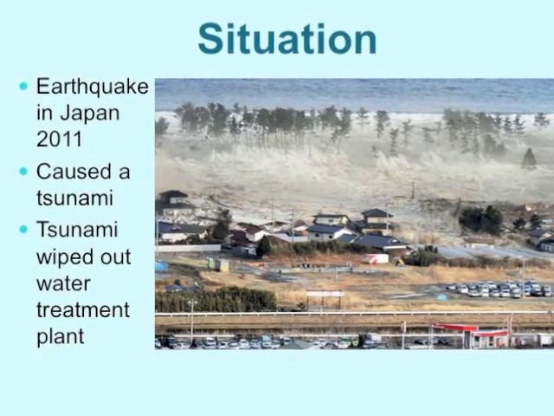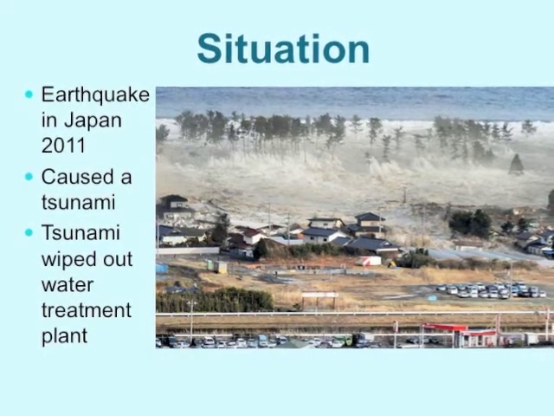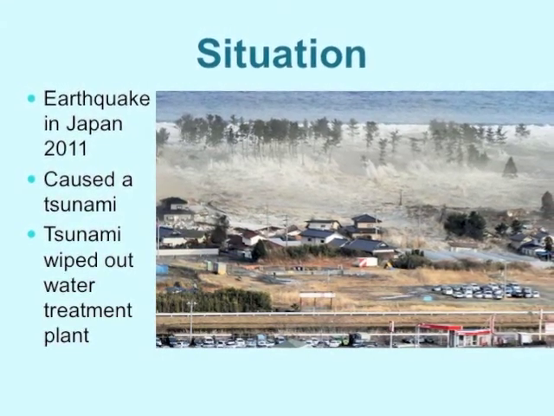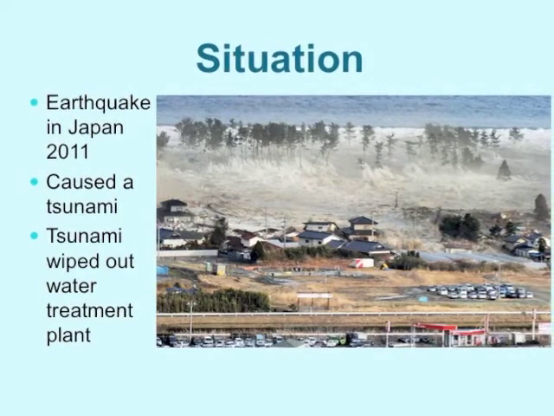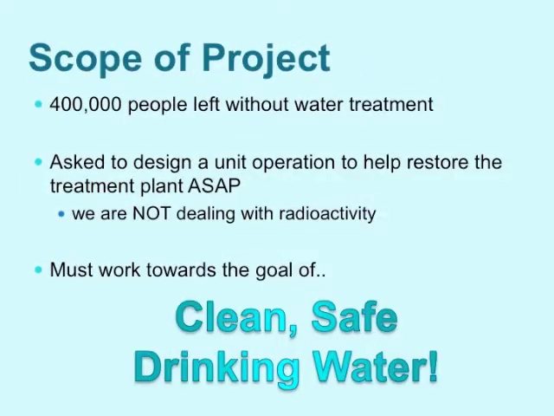Tonight we are presenting to you the best option for a replacement filtration design. It's for the water treatment plant in Japan that was destroyed by the recent magnitude 9 earthquake and resulting tsunami. 400,000 people were left without water treatment. Not only is there now seawater in the drinking water source, but there's also large amounts of debris along with radioactive elements. However, our project does not deal with radioactive treatment. Our design must work towards the goal of clean, safe drinking water.